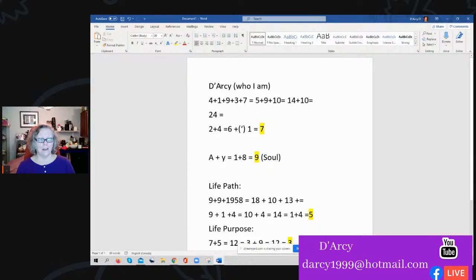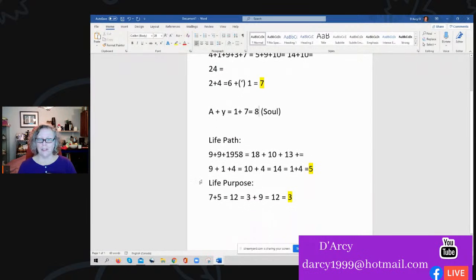Then I take the A and the Y, which is 1 and, oh wow, I really can't add. 1 and 7, which is 8. So this should be an 8, not a 9. I really can't add. Look at that. So it would become 1 and 7, which would equal 8. So 8 becomes my soul number, who I am inside. So that's how I get those two.